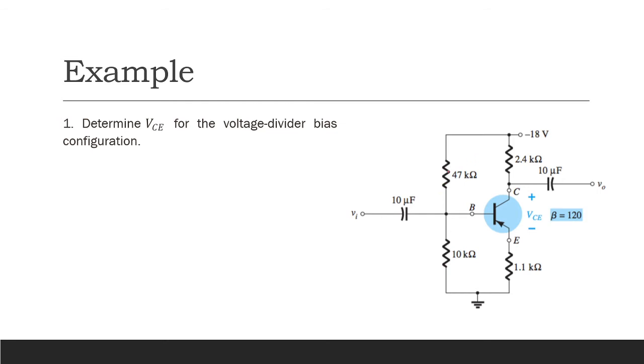Kino-convert natin itong 47 kilo saka 10 kilo into our RTH, and then merong nakakonect na series na voltage, that is our VTH. So, familiar na tayo dun. But this time around, what we're going to do is the same assumption that we did earlier. Di ba? Ano yung assumption natin na yun?